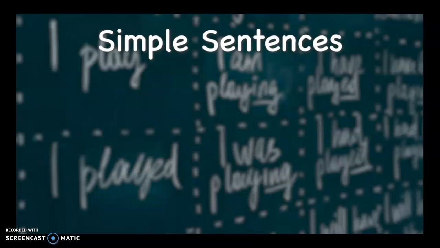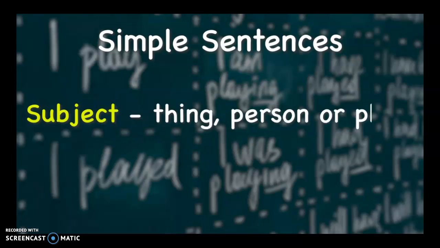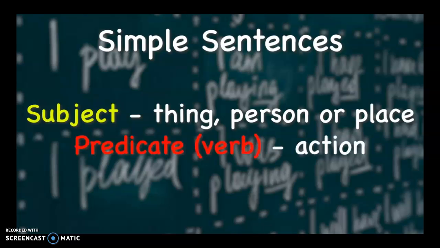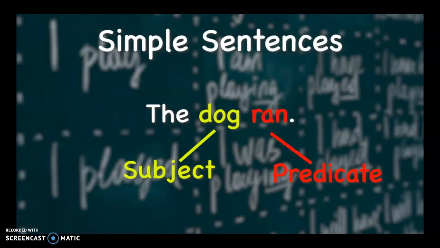All you need to create a simple sentence is a subject and a predicate or verb. The subject of a simple sentence is the thing, person, or place that the sentence is about. And the verb or predicate is the action taking place or is related to something about the subject. In our sentence, the dog ran. Dog is the subject and ran is the verb.